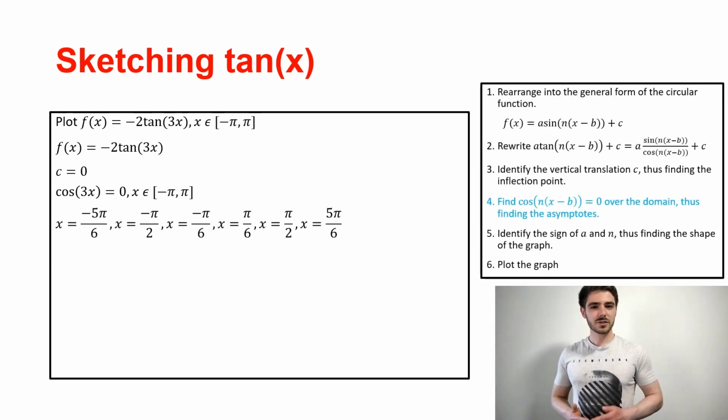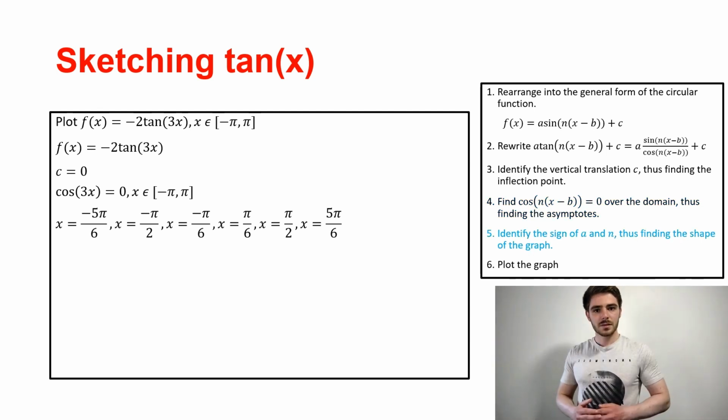Okay, now that we have the location of our asymptotes, we need to know the rough shape of the graph. We can do this by looking for any reflections in our graph. We can do this by looking at the a and n terms and seeing if there's any minus signs applied to them. We can see that only the a term has a negative sign applied to it, so we have a reflection in the x-axis.